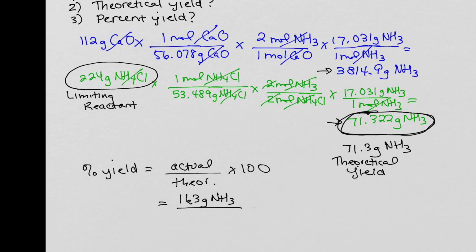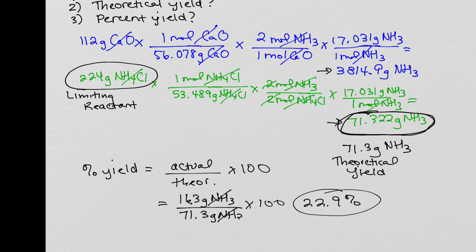And I could compare moles too, but I need to make sure I keep my units consistent. So if I have an actual yield in grams, then I need my theoretical yield in grams because I need my units here to cancel out. So I'm dividing 16.3 by 71.3 and multiplying by 100. And this gives me a 22.9% yield.